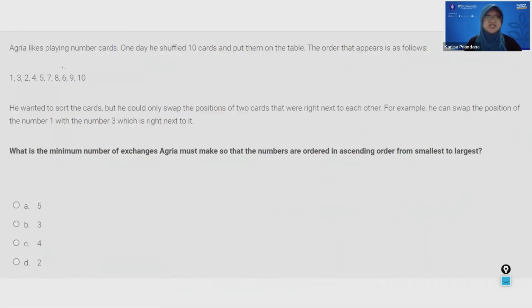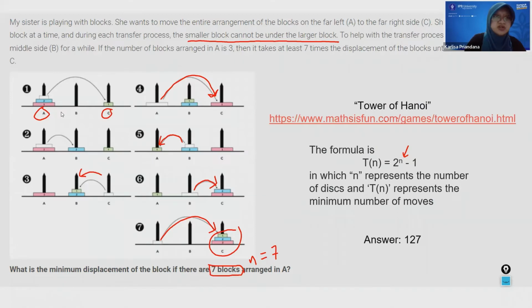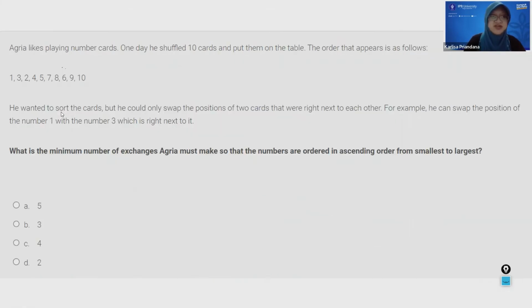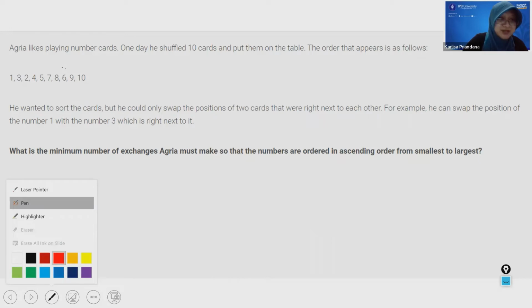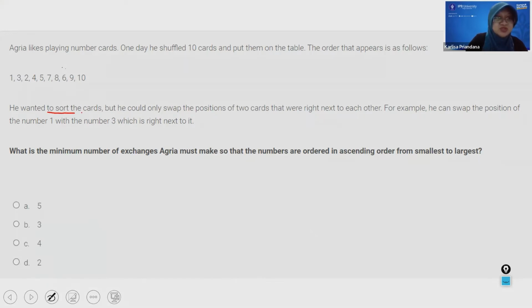Okay, now the question is like this. Agria likes playing number cards. One day, he shuffled 10 cards and put them on the table. The order that appears is as follows: 1, 3, 2, 4, 5, 7, 8, 6, 9, 10. He wanted to sort the cards. So the goal is to sort the cards. The problem is to sort the cards, but he could only swap the positions of 2 cards that were right next to each other. For example, he can swap the position of number 1 with number 3, which is right next to it.